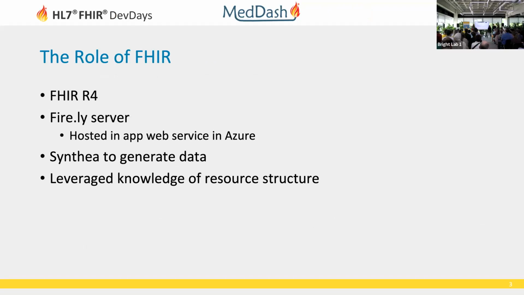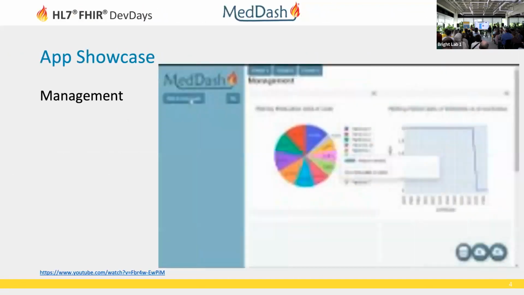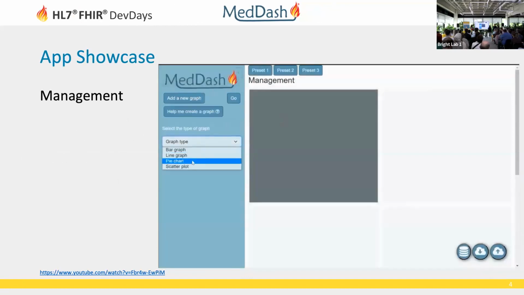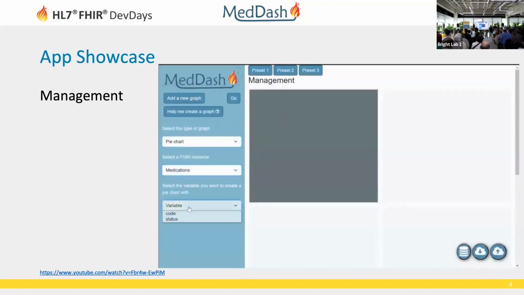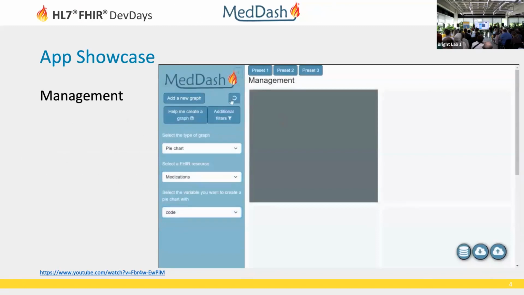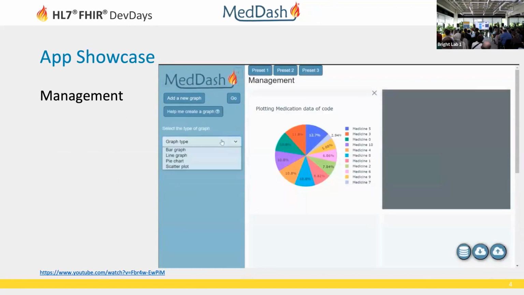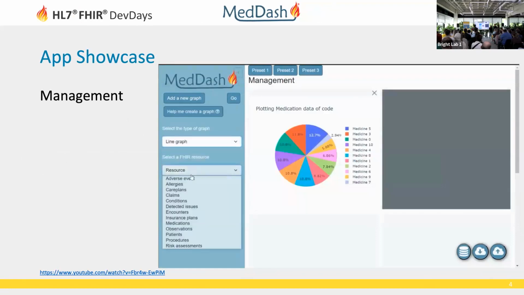Thanks to the structure, we can guide the user to select which variables is best for one type of graph or another. So let's see some examples. Here, for example, we can see the management use case. We can select the different type of charts, also different types of resources, and we have for each resource the possible attributes.